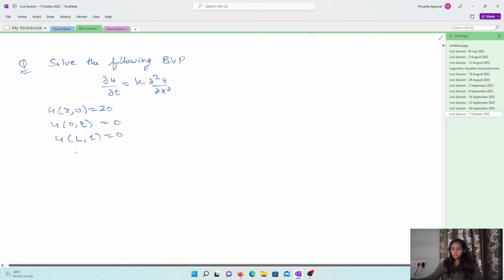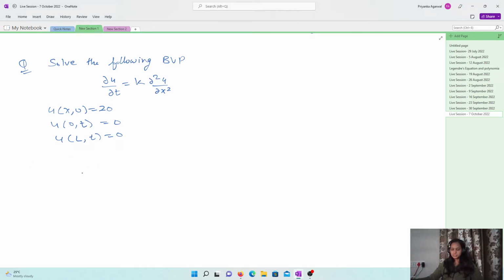Okay. So by simply extending the idea from the previous problem, you can write the solution as the sum of a series, which is basically the principle of superposition over here.